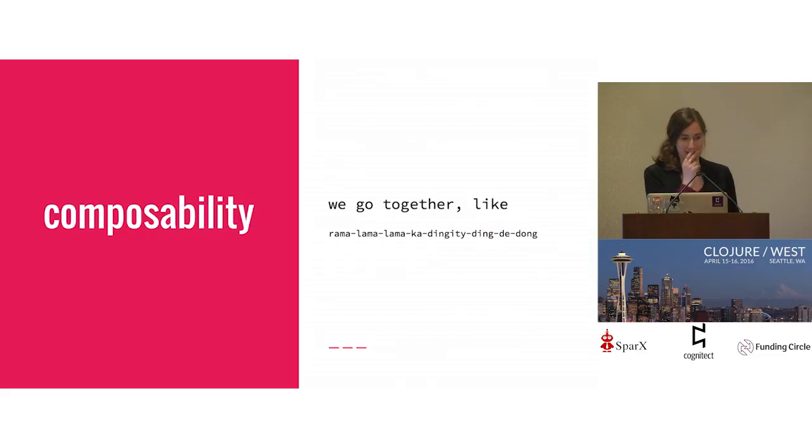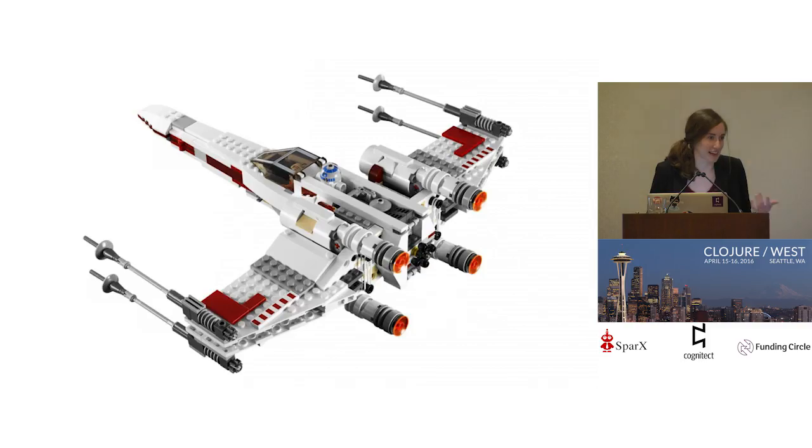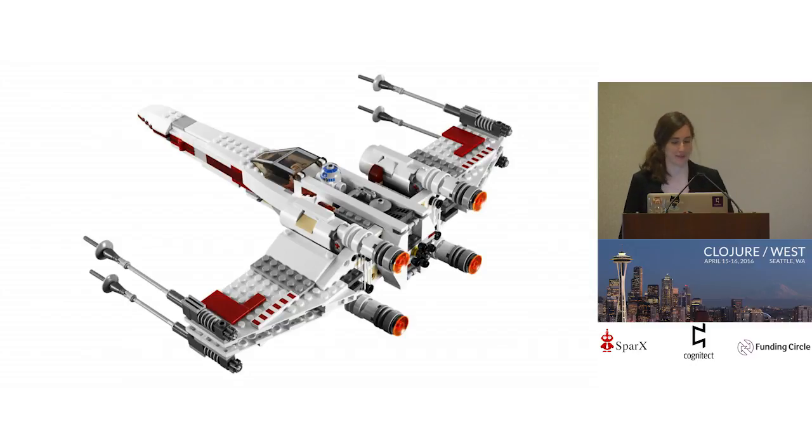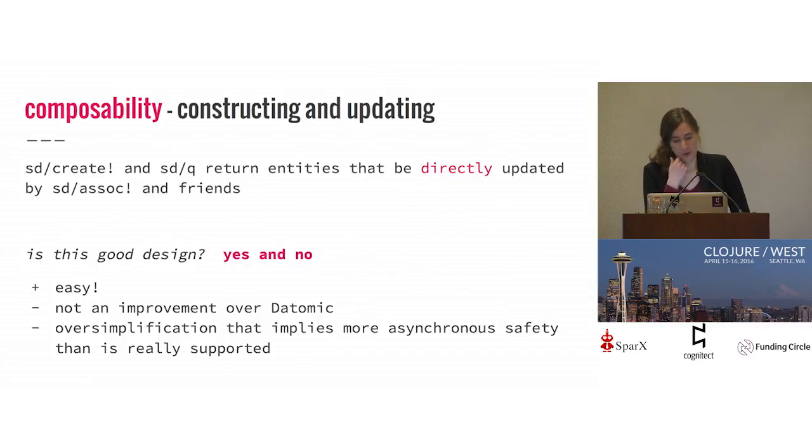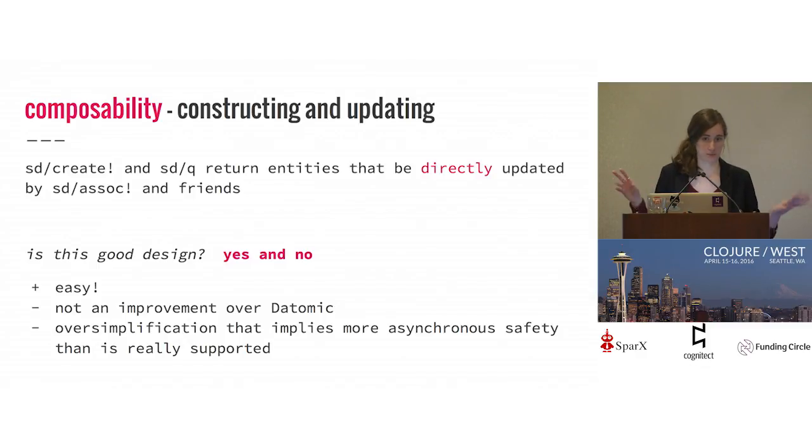Composability. Things fitting together, right? So it's the ability to have your Legos and then build an X-wing out of them. So spec-tacular does pretty well, having composable construct and update. So if you have creation or query, then you can directly pass those objects directly into a SOAP and just go. And that's good design, right? Because if you make a hash map, you can immediately associate.